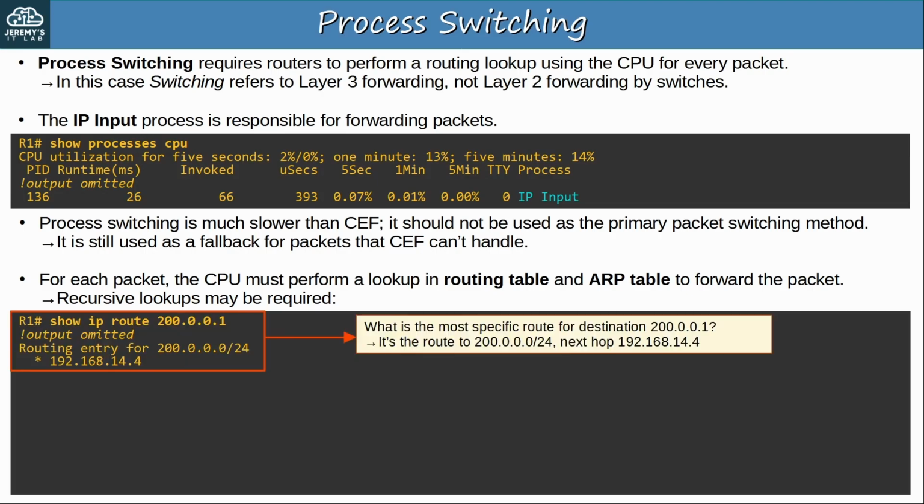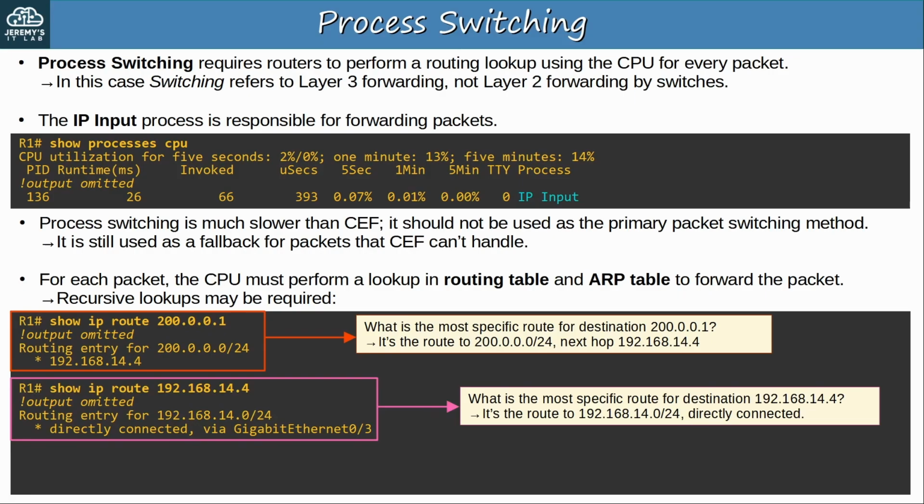Here's an example. Let's say the router needs to forward a packet destined for 200.0.0.1. It asks, what is the most specific route for destination 200.0.0.1? A routing table lookup tells R1 that it's the route for 200.0.0.0/24, and that the next hop is 192.168.14.4. It then performs a lookup for the next hop, 192.168.14.4, and learns that the most specific matching route is that to 192.168.4.0/24, and it's directly connected.